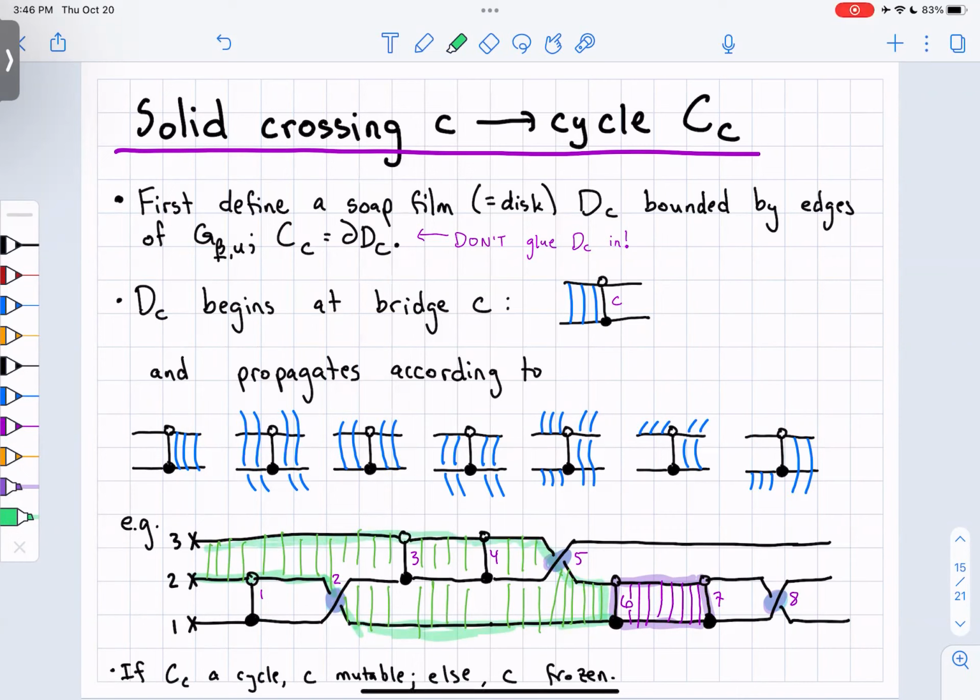Okay, and I should say, remember we have these frozen versus mutable vertices, and you can see this already at the level of cycles. If your cycle is honestly a cycle, then that's a mutable cluster variable, and if your cycle is a relative cycle, then you've got a frozen cluster variable. Okay, so that's how I get the cycles.